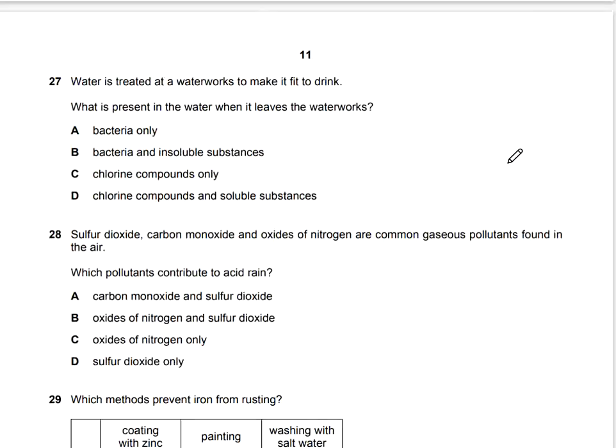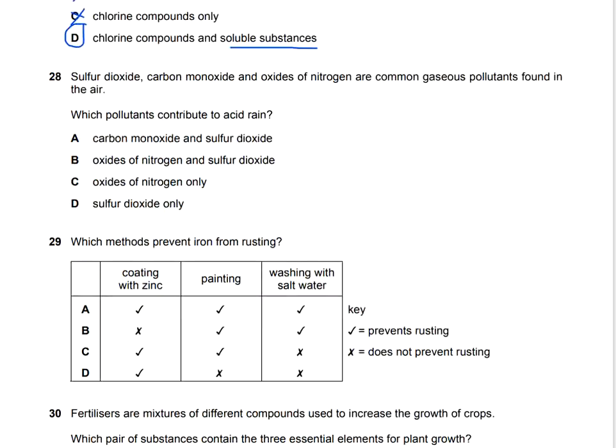Water is treated at a waterworks to make it fit to drink. What is present in the water when it leaves the waterworks? Of course, you already treated the water, so you cannot have bacteria in it. As well as letter B, because of the presence of bacteria. Also, it does not only have chlorine compounds, so it also has soluble substances. The correct answer for that is letter D.